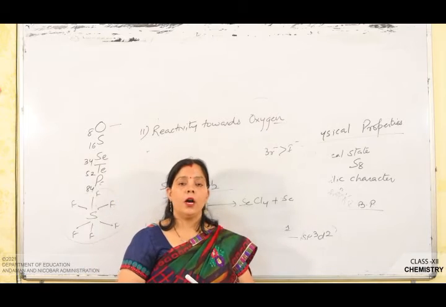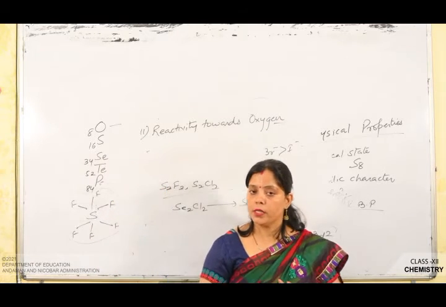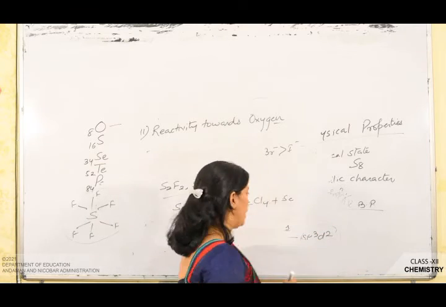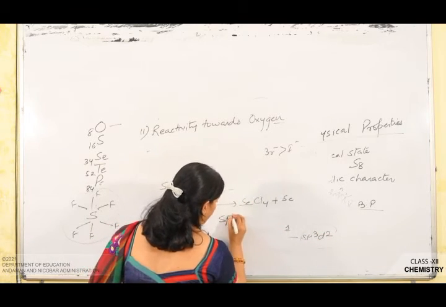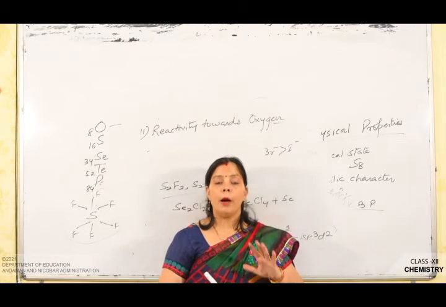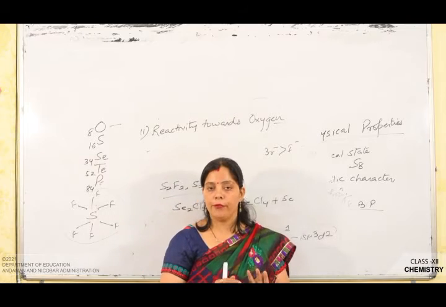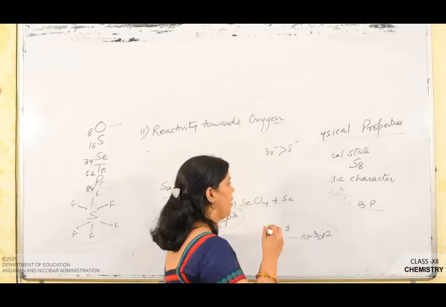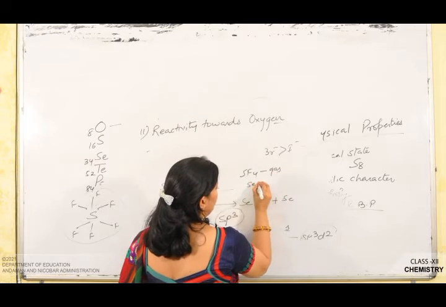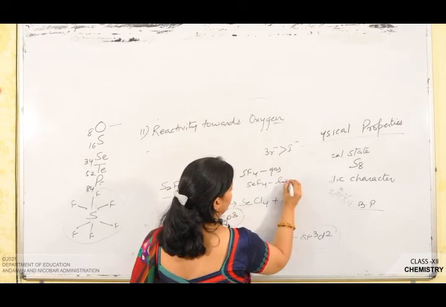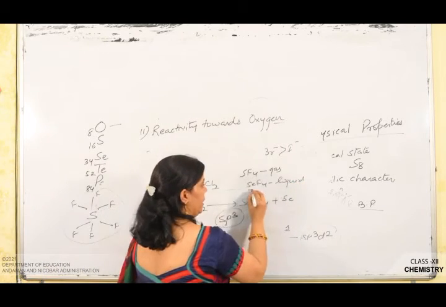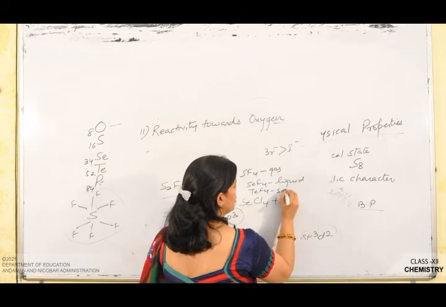Next, all the elements except oxygen form dichlorides and dibromides, having sp3 hybridization, and they have tetrahedral geometry. Among the tetrafluorides, SF4 is a gas, SeF4 is a liquid, and TeF4 is a solid.